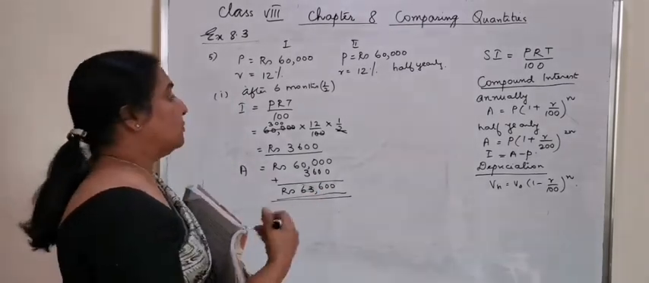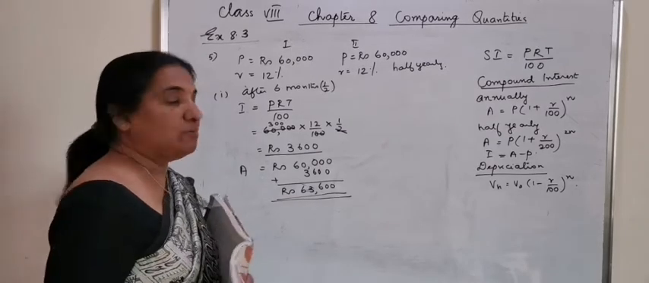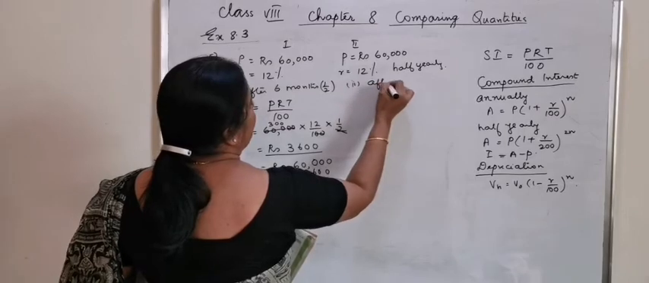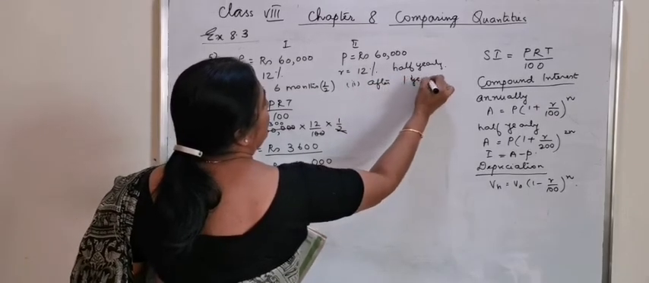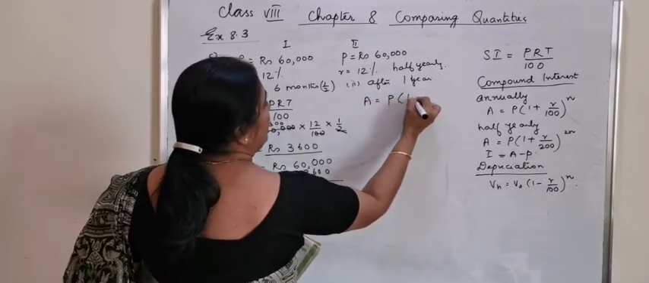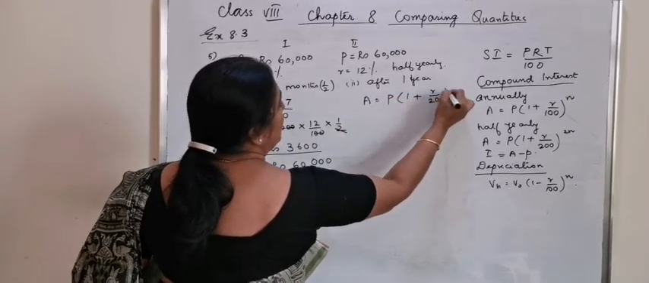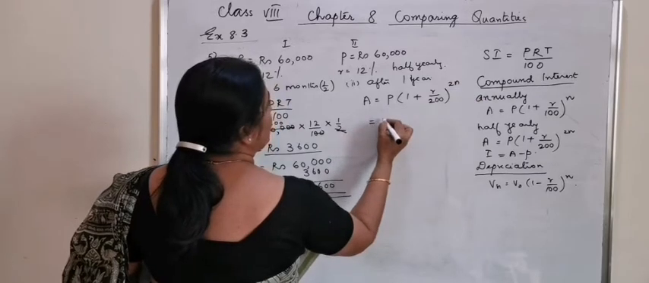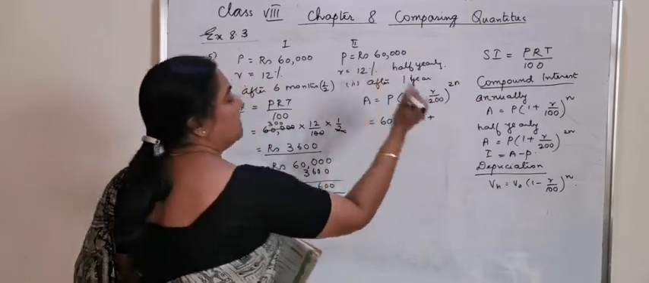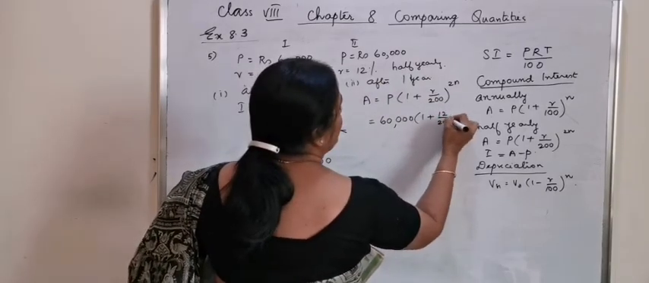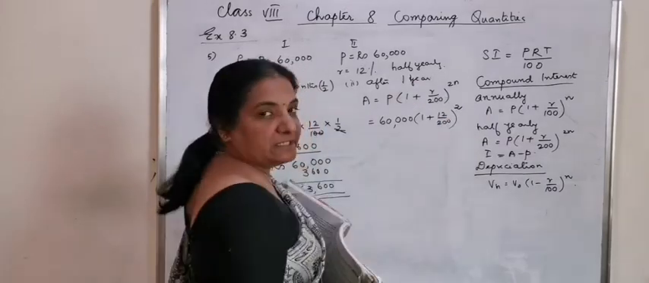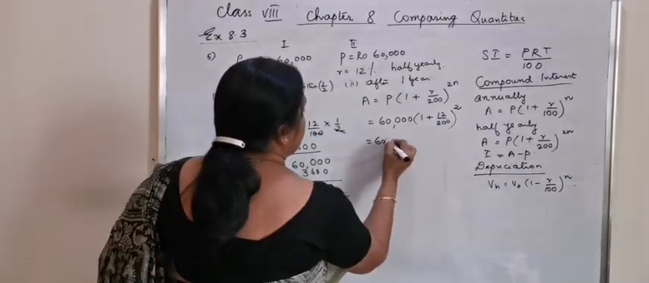And now after 1 year, what will be the amount he will be receiving? The second part of the question is after 1 year, but it's calculated half yearly. So the formula is amount is equal to P into (1 plus R by 200) to the power of 2n, which is equal to 60,000 (1 plus 12 by 200) to the power of, after 1 year means it is 2 into 1, or it is 2.